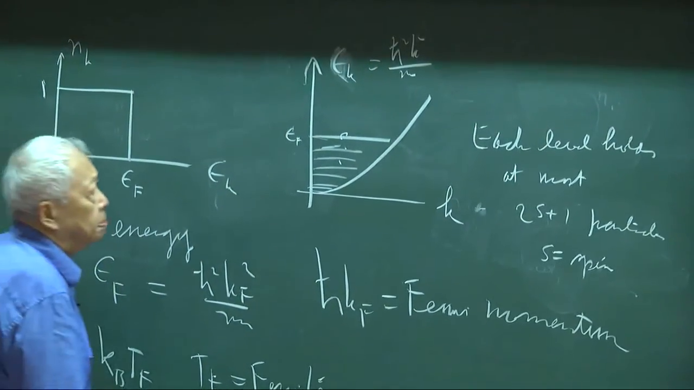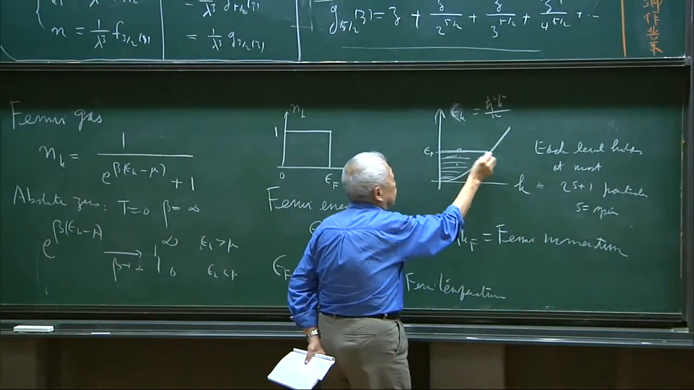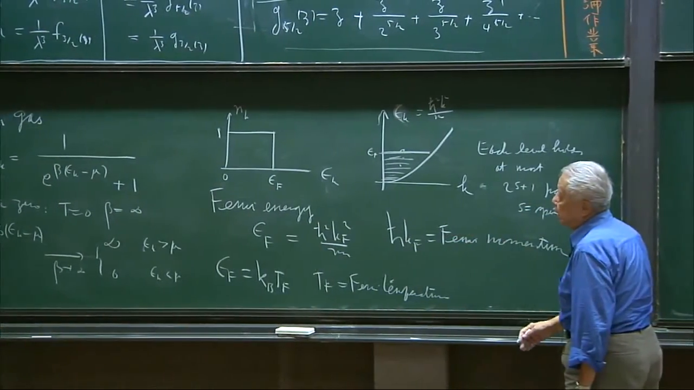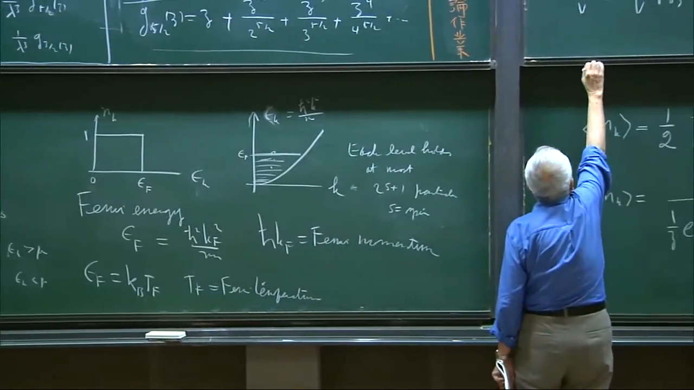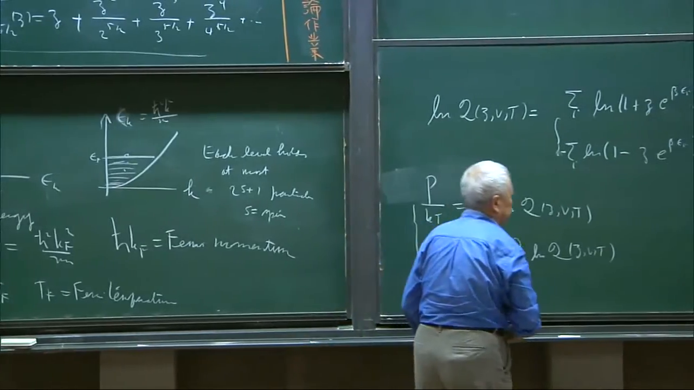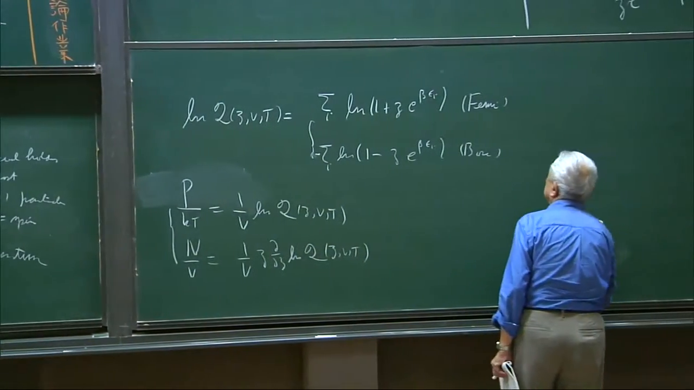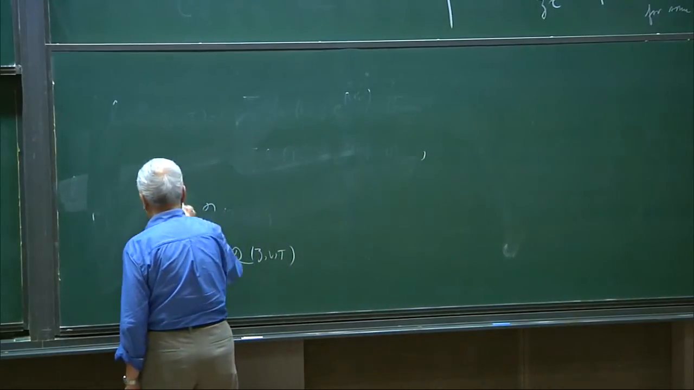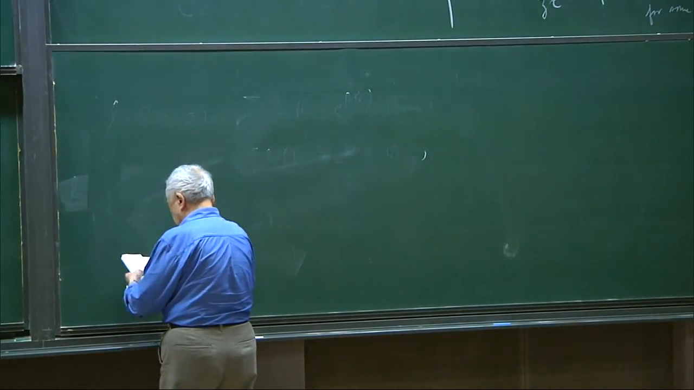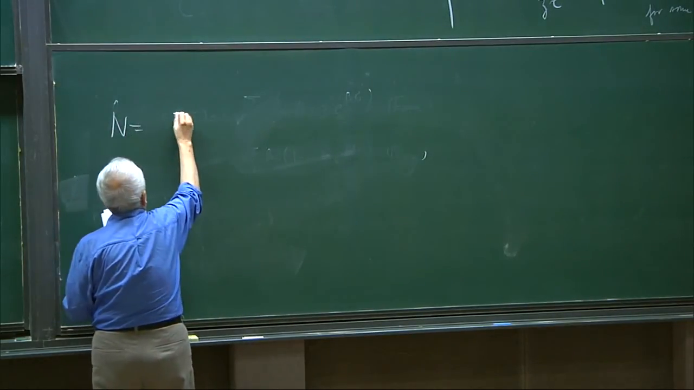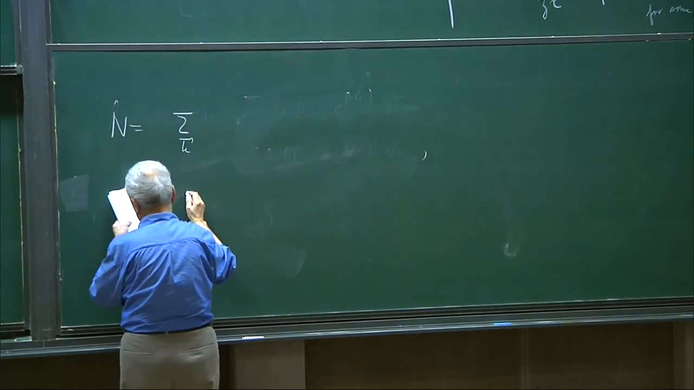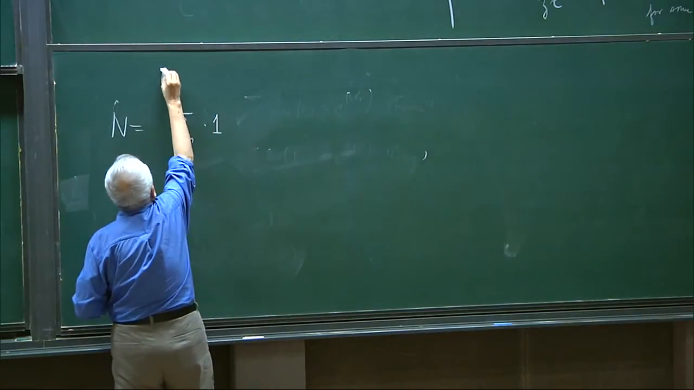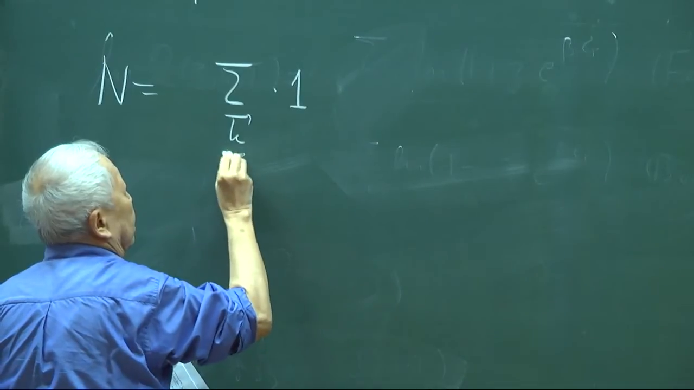So if I have N particles, say spin 0, then they all fill up to some level EF. How do you determine EF? You determine it by requiring that the sum over k of n_k be equal to N. So let's do that. N is equal to the sum over all k of 1, actually, at absolute 0, with k smaller than kf.